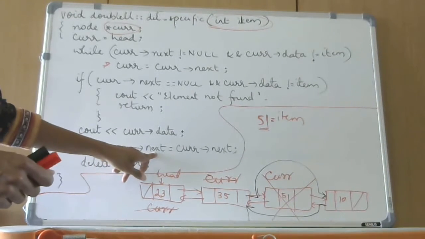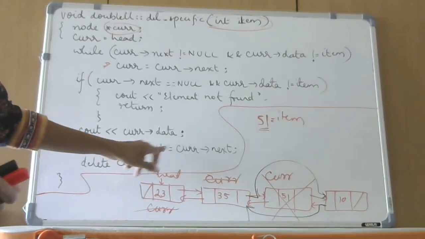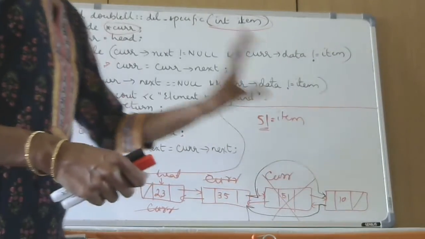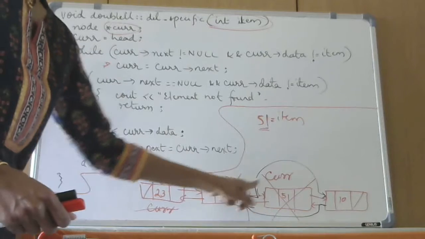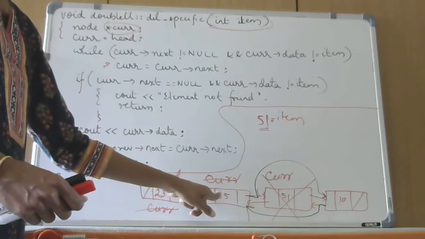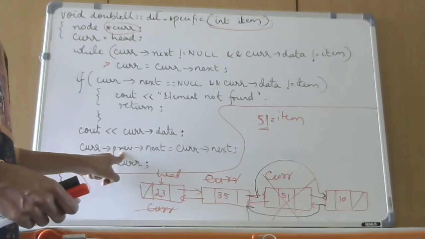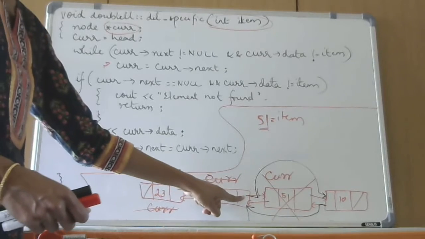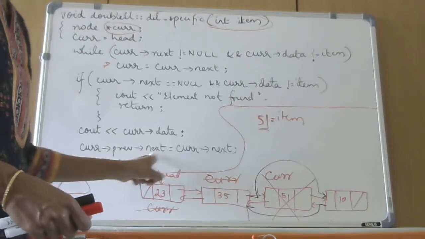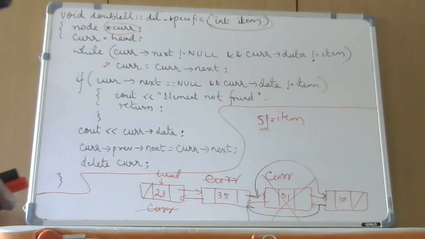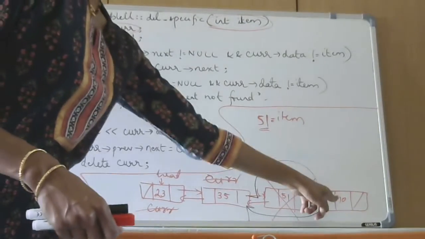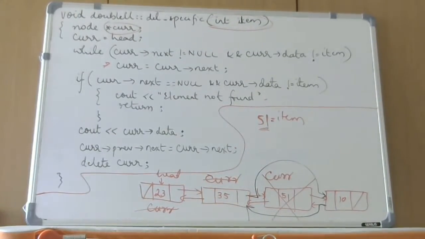Current of previous of next. What is current? 51 is my current. Current of previous is what? 35. Okay, current of previous of next, that is next of 35. Next of 35 is what? That should go to current of next. What is current of next? Current of next is 10. So that will point there.